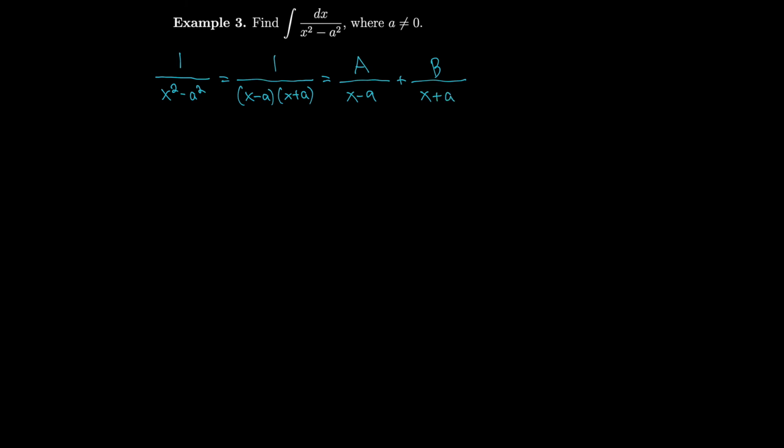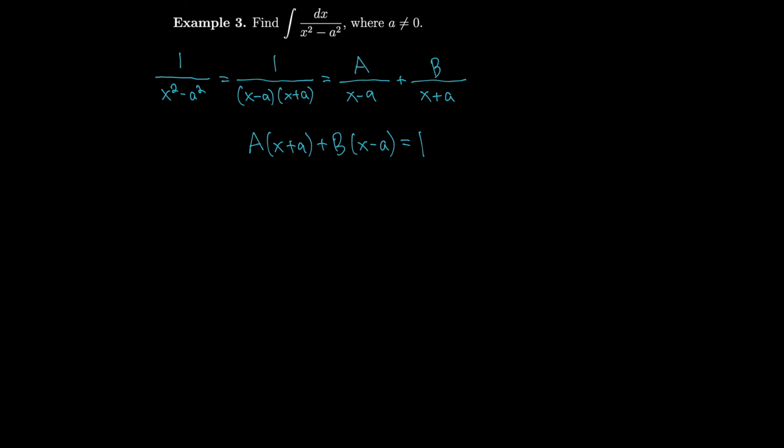Okay, so we're going to multiply the left and right side of this equation by x minus a times x plus a to eliminate the denominator. So we'll get, just flipping left and right, a times x plus a plus b times x minus a equals 1.